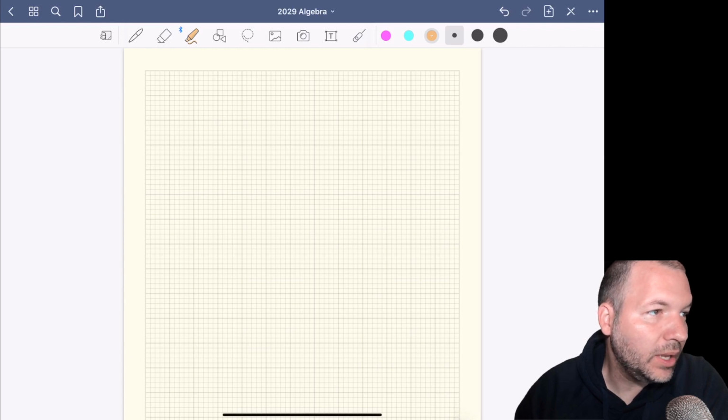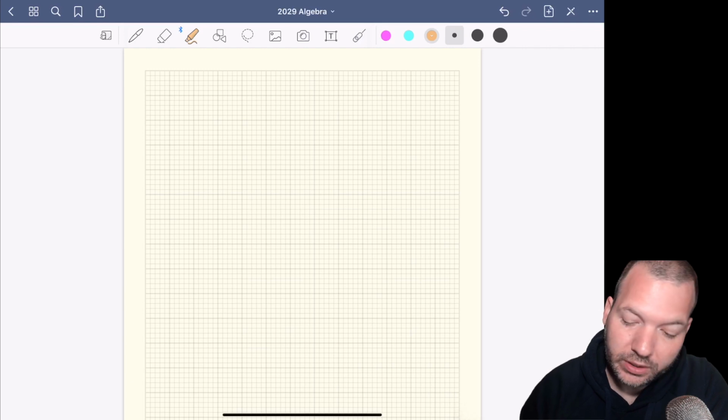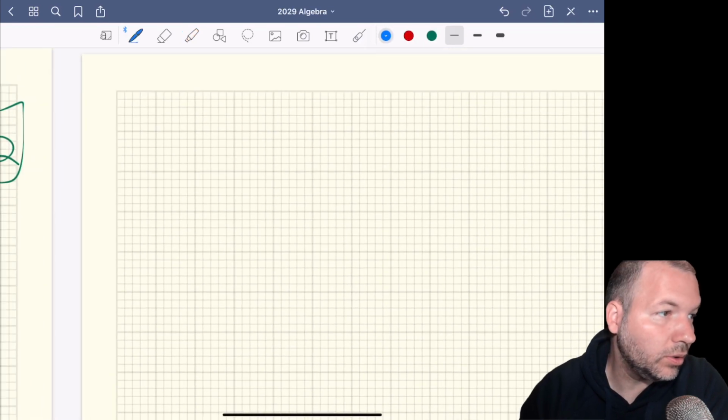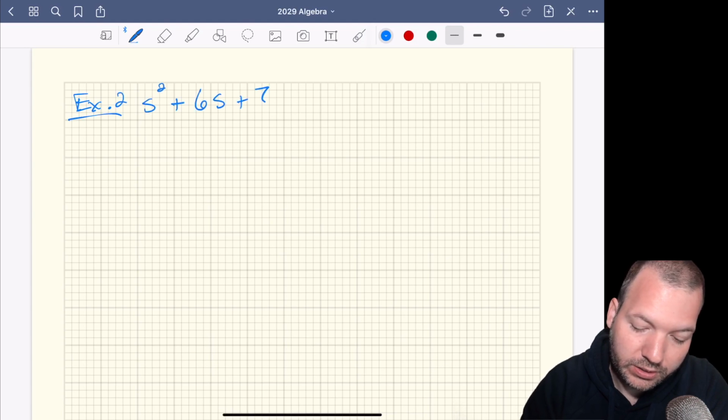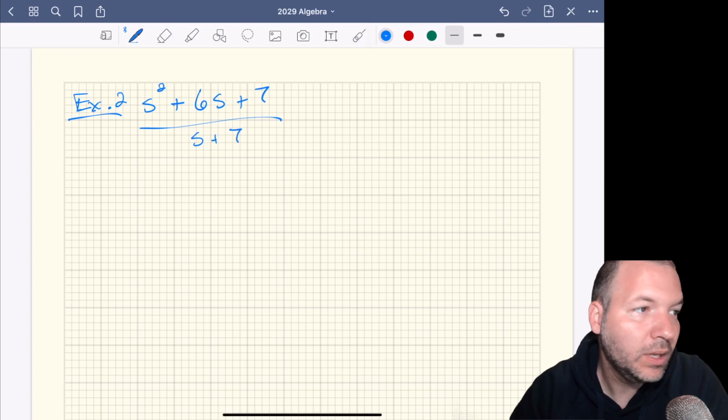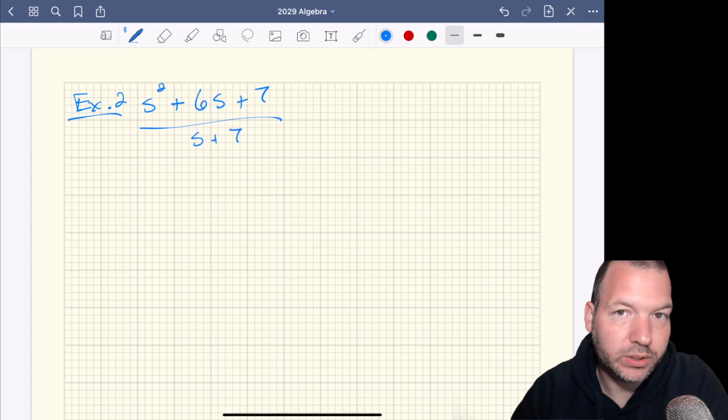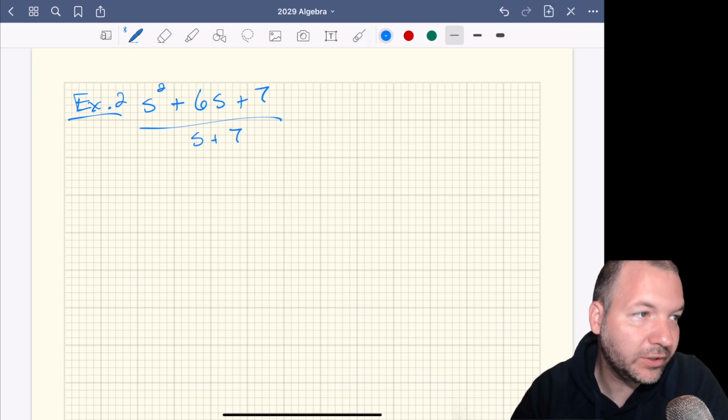Let's say our denominator is not a monomial. Let's say I'm looking at example 2 here, and I have s squared plus 6s plus 7, and I want to divide that by s plus 7. Now, I'm not going to do this the way the book does, because the way the book does it here, we've already done. Factor the numerator.